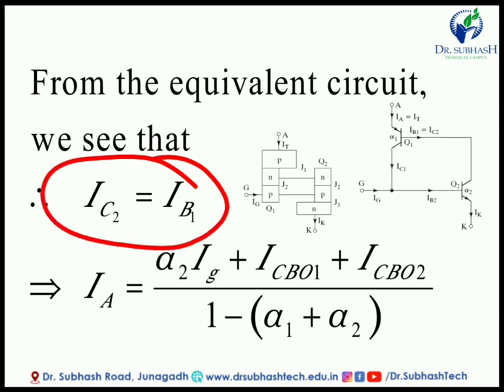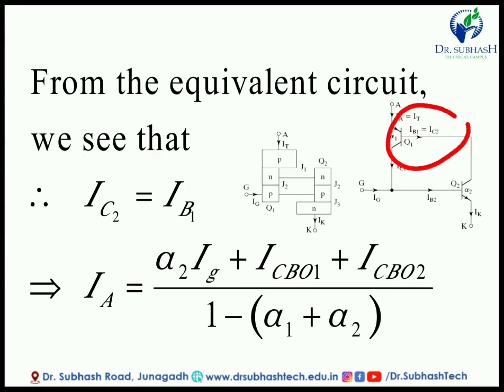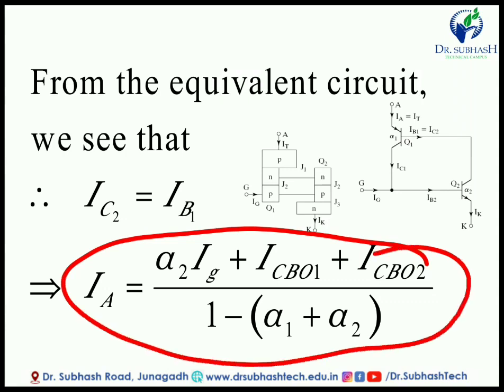Now here IC2, the collector of transistor 2, means this terminal, is directly connected to the base of transistor 1. So from here we can say that IB1 is equal to IC2. So IA is equal to alpha 2 IG plus ICBO1 plus ICBO2, divided by 1 minus alpha 1 plus alpha 2. This is the simplified form of IA.